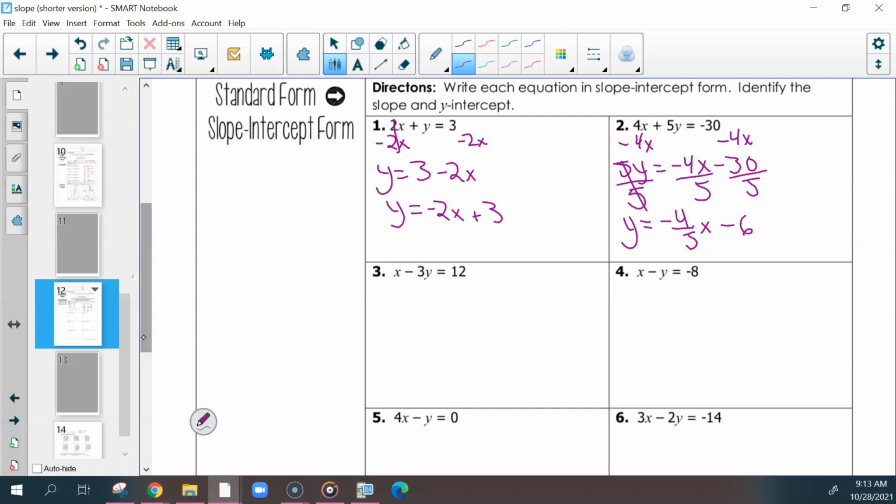Yes. So when we try to divide it, we always do the opposite of the x. Yes, always do the opposite of the x. So if it's positive, subtract. If it's negative, add.